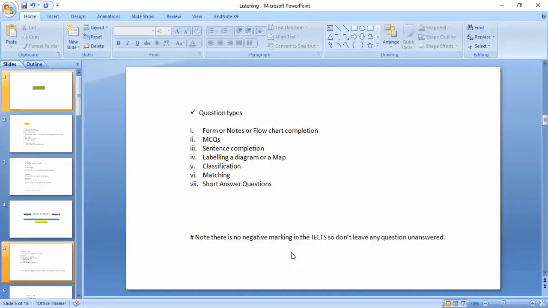Number three is sentence completion. Again, you have to complete an incomplete sentence with the information captured from the audio. Number four is labeling a diagram or a map, where you have to name different parts of an image which is presented in the question. Number five is classification, where you have to allocate different items into different categories.